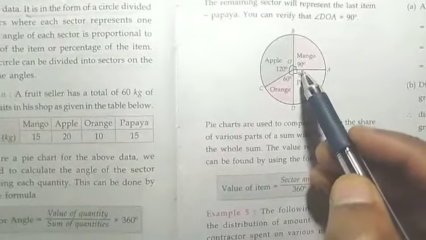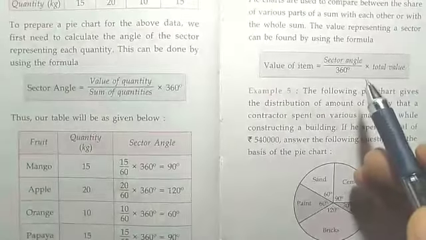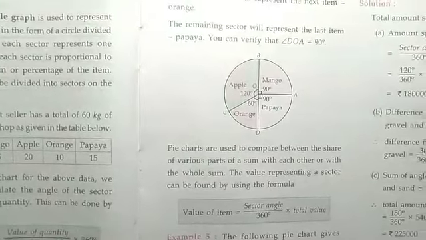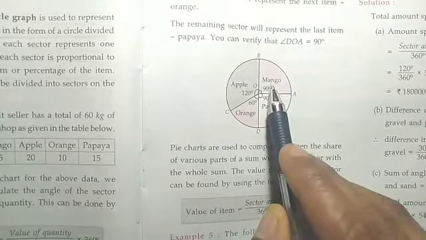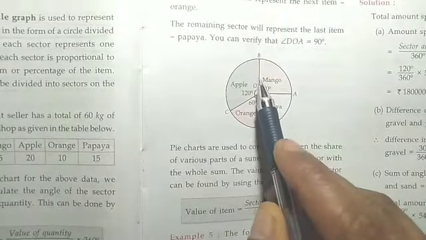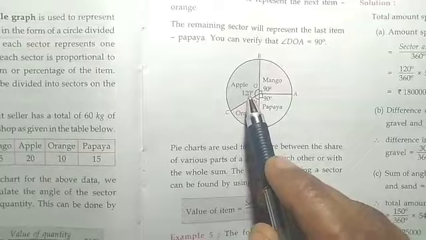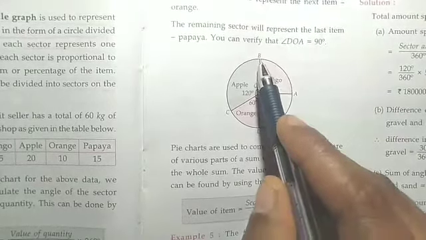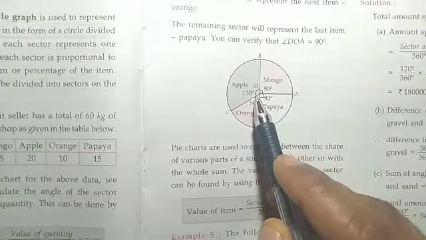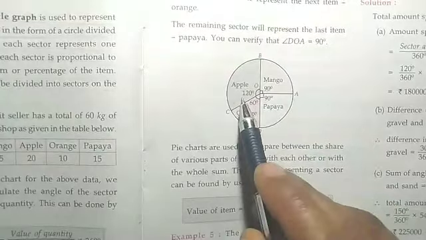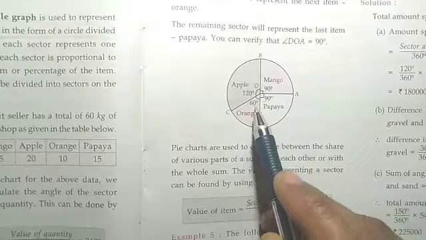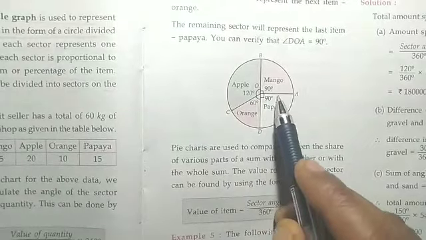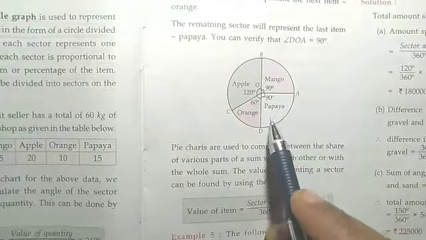From here, the first angle we got is 90 degrees, mango 90 degrees. So here we will draw using a protractor. You have to mark 90 degrees here, and right here, 90 mango. Again from here we will measure. Next one, apple, we got 120 degrees. So from this line measure 120 degrees and mark it there, apple 120 degrees. And from this line we will measure 60 degrees, orange 60 degrees. Then from this line measure 90 degrees, that is papaya.